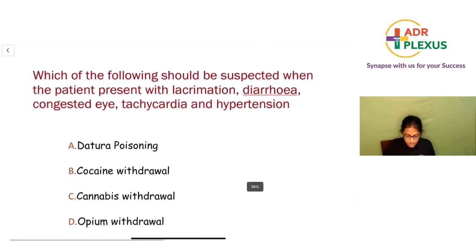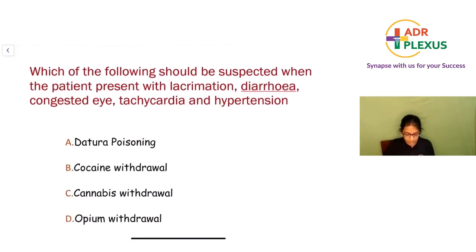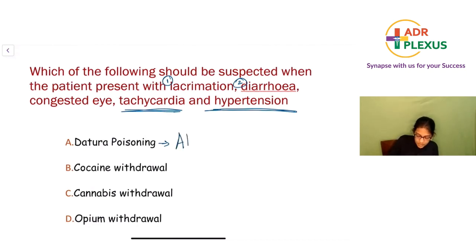Okay, the next question: which of the following should be suspected in a patient presenting with lacrimation? The patient is having diarrhea too, and a congested eye, but here he's having tachycardia and hypertension. So now let's look at the options that are available. One is Datura. Datura contains hyoscine also, but one of the main active principles is atropine.